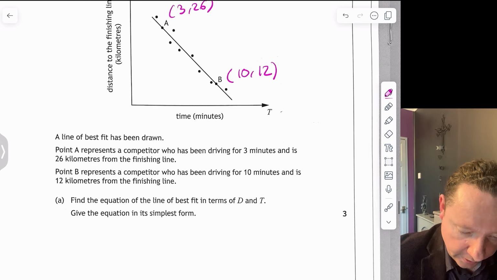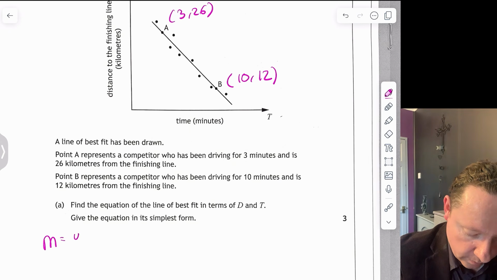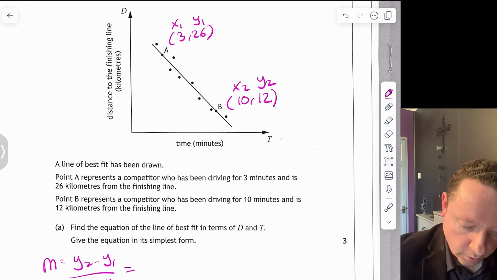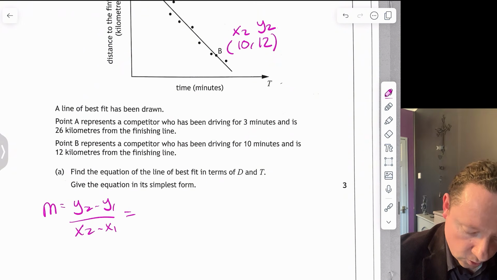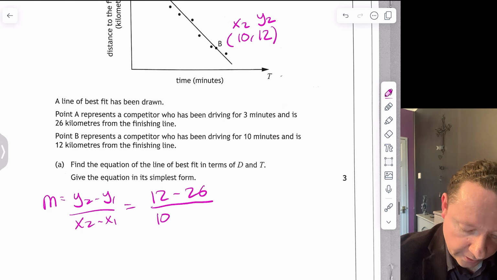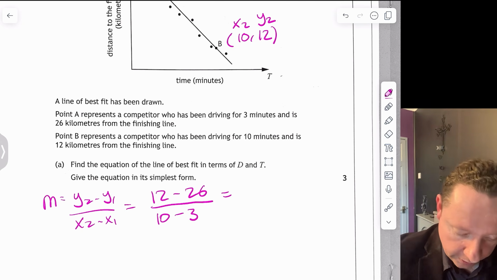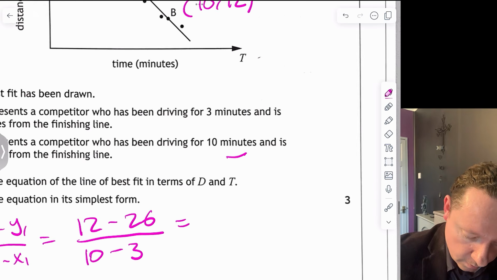Find the equation of the line of best fit in terms of D and t. Okay, so it's an equation of a line. So I need the gradient, which is y2 minus y1 over x2 minus x1. I'll call the first point x1, y1 and the second point x2, y2, or the other way around. So I've got 12 minus 26, just watch out for minuses, over 10 minus 3. And I'm expecting a negative answer because it's sloping downwards. So 12 minus 26 is minus 14, all over 10 minus 3, which is 7.